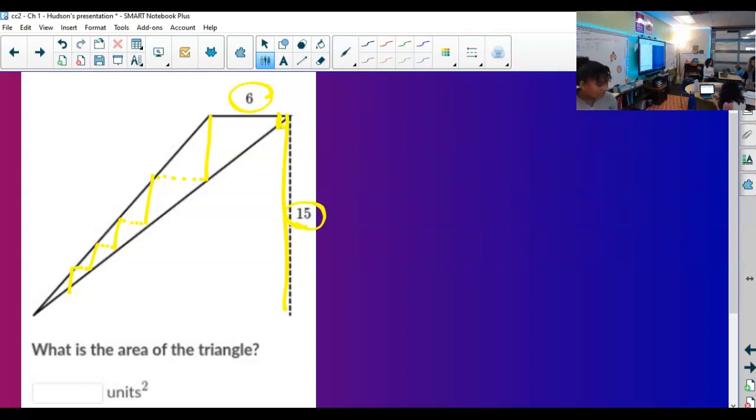Multiply them together and then do half of that. Yeah, it's a triangle. I thought this was a trapezoid. Nope, not yet.